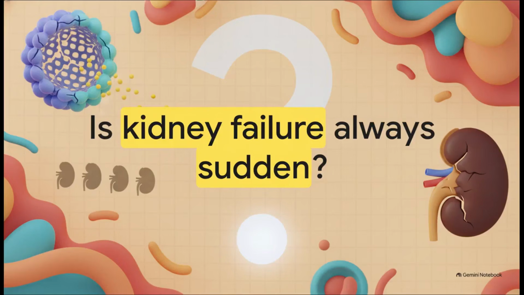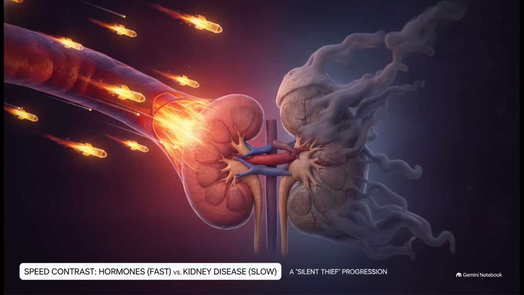When that delicate filtration mesh in the kidney breaks down like a busted sieve, does the resulting kidney failure happen all at once? Do patients just wake up one day suddenly lacking kidney function? The startling fact here is that kidney failure is a slow, silent thief. Unlike something like endocrine hormones, which act like rapid heat-seeking missiles flying through the bloodstream to hit targets instantly, kidney disease progresses so slowly through invisible stages, and the body compensates for a really long time, meaning severe damage is often done way before the very first symptoms even appear.